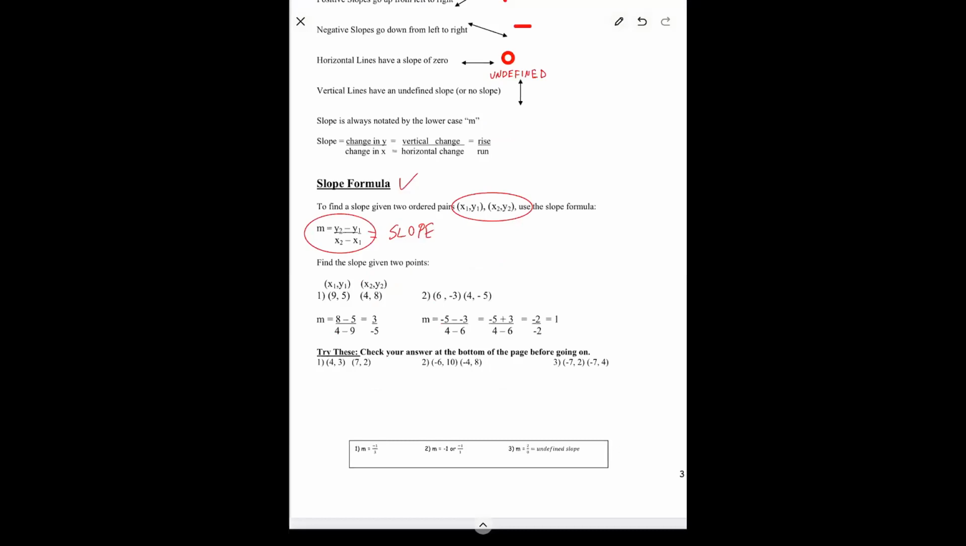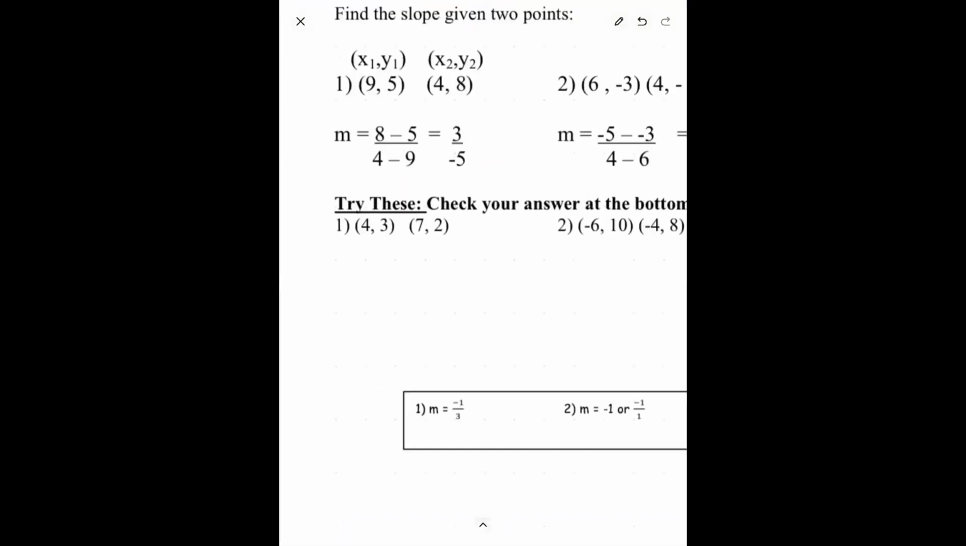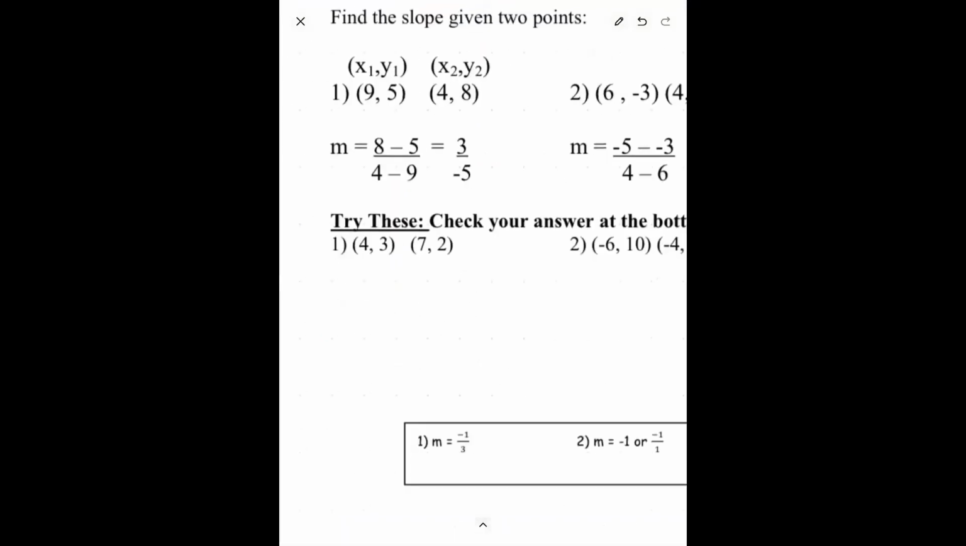So I am going to focus on these down here. So the first one of the things I like for you to do until you get really comfortable is label each point. So this is going to be x1, y1. This is going to be x2, y2. So I'm going to use the formula. Slope is equal to y2 minus y1.